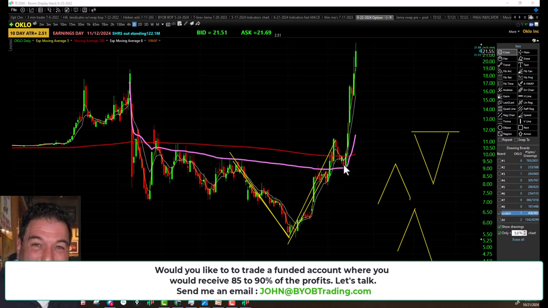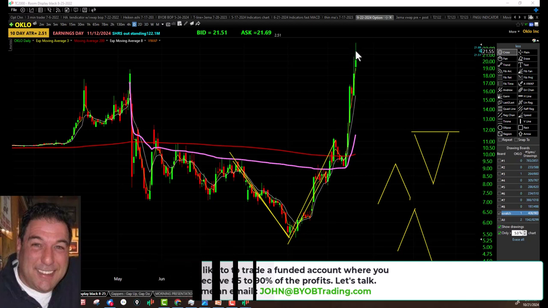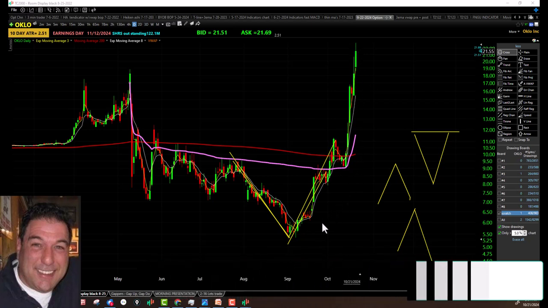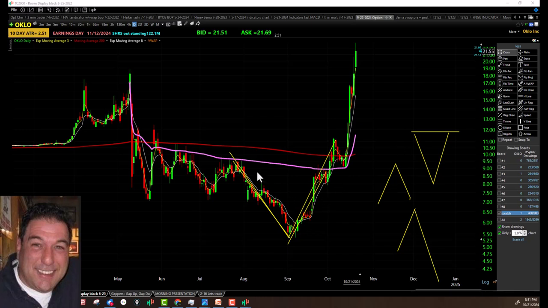See the pullback? And then you get the catch. See the catch on the 200 SMA? And then you get the rip. Beautiful chart right there, but this is all about just knowing price action. You go down, you give it up, that's neutral. If you go down and you give it up and more, that's bullish. This is bearish. That's neutral. Know your price action.